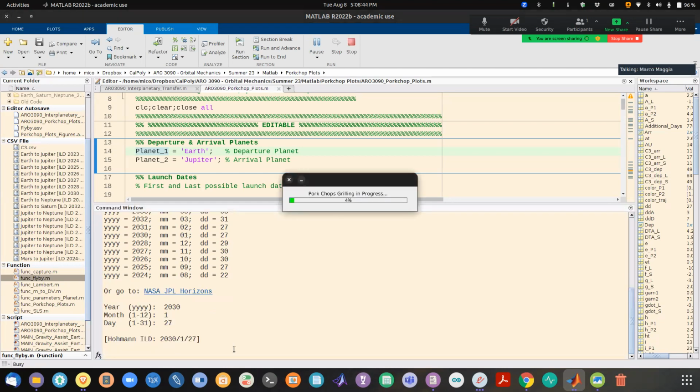So here it's going to take a little bit. And of course, the computational time depends on the power of your CPU. So I suggest for the Porkchop plot generation to use the most powerful computer that you have at your disposal. However, once you generate the Porkchop plots once, that's about it. So you don't really have to generate them over and over again. Not necessarily, not if you follow these instructions. Okay, we're almost done grilling here.